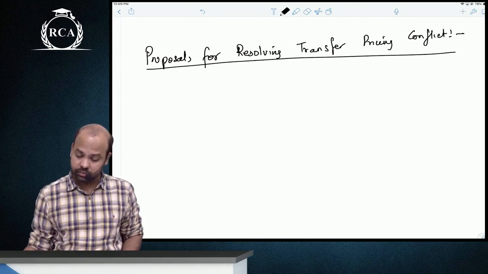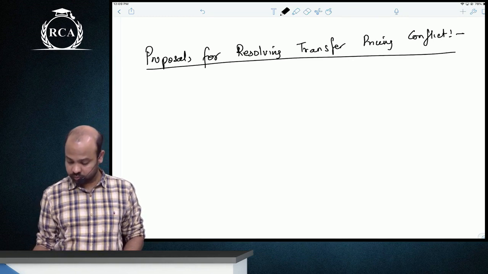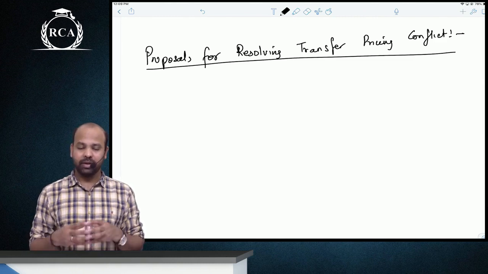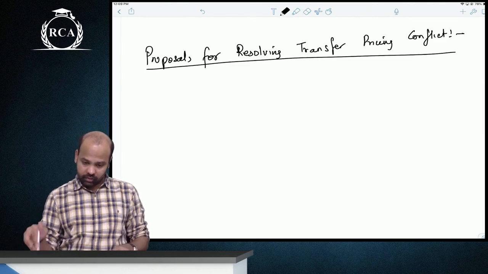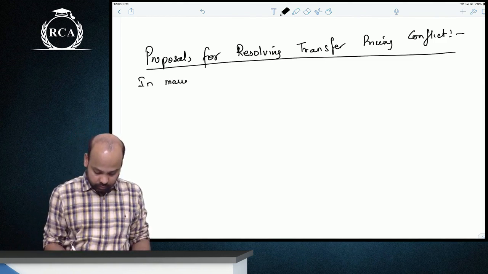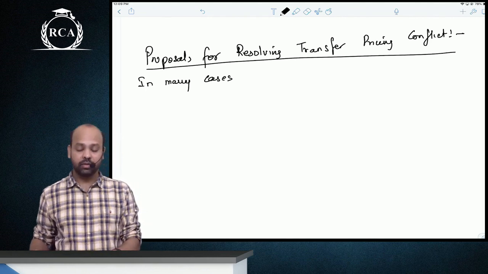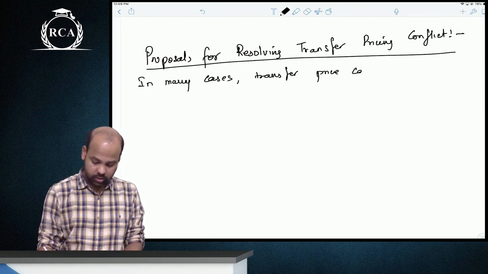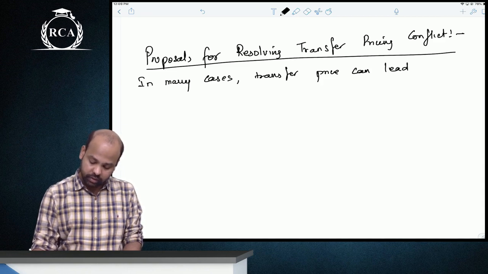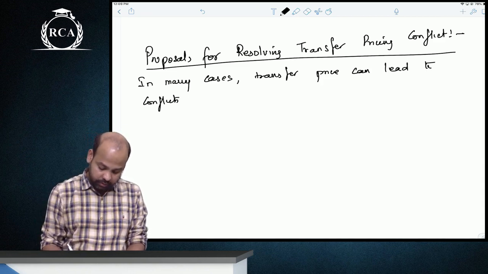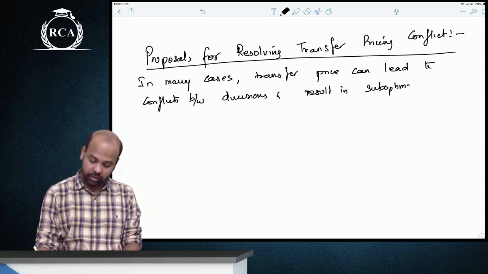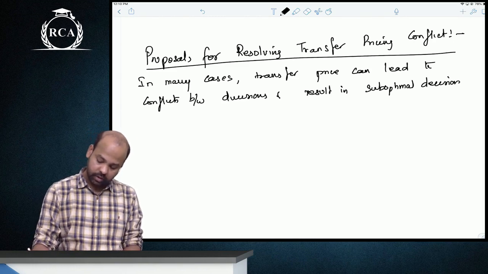Write down. In many cases, transfer price can lead to conflicts between divisions and result in suboptimal decision making.